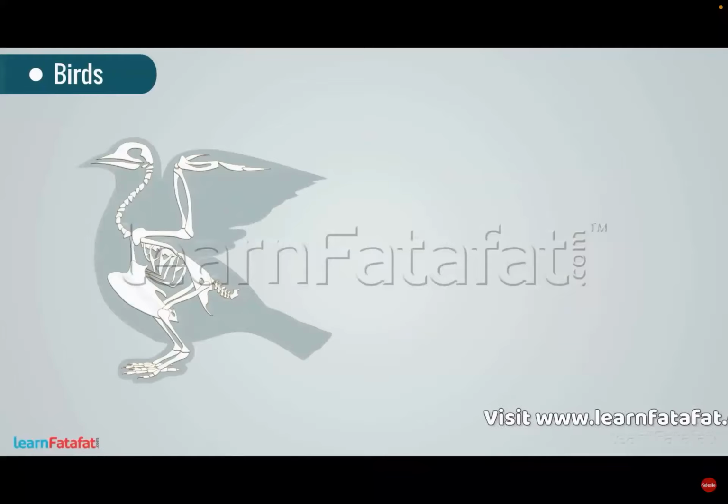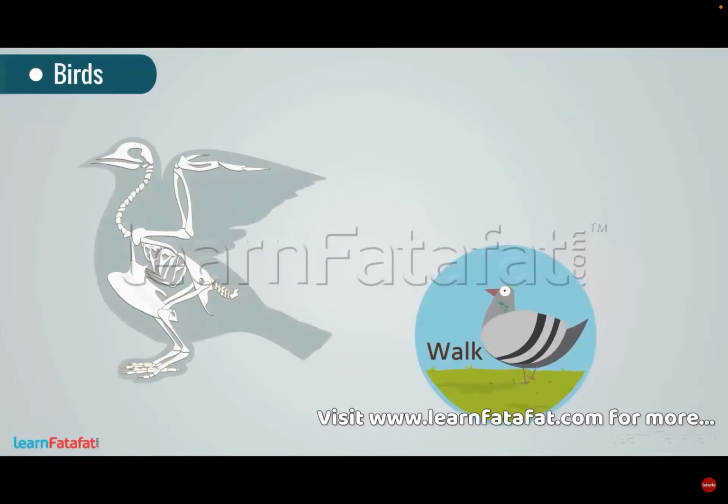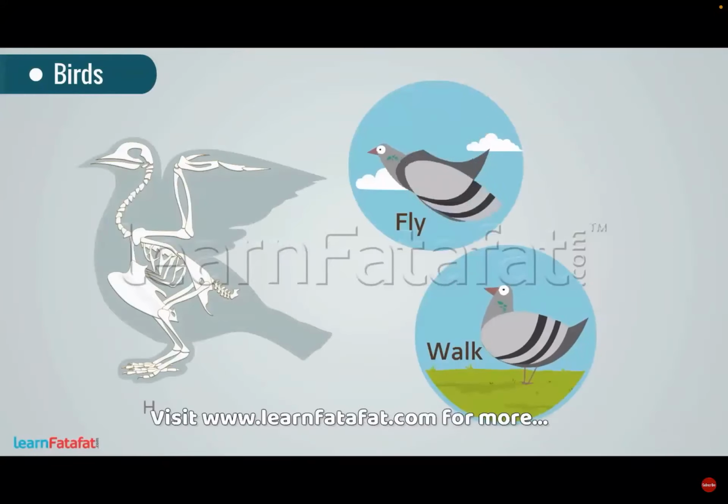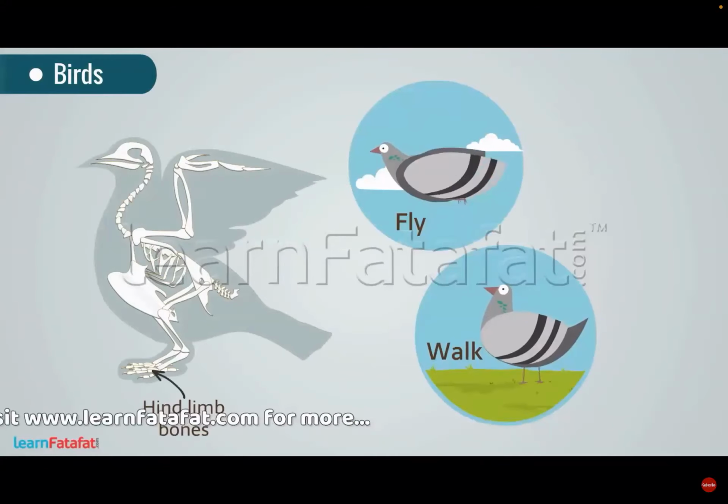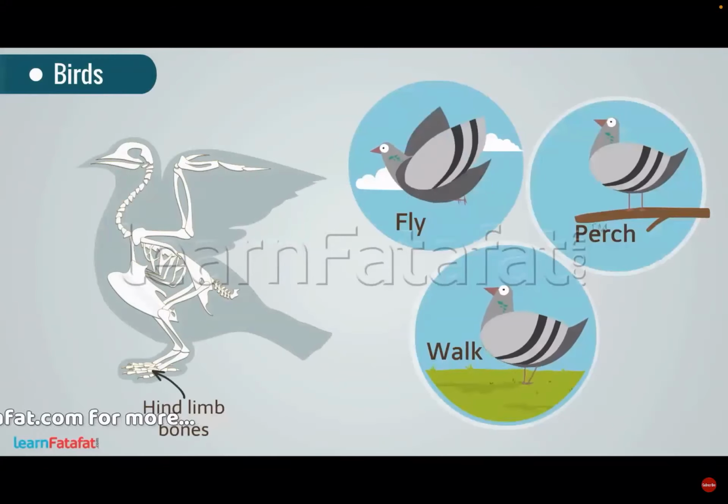Birds have the ability to walk on the ground and fly in the air. Hind limb bones help the bird to walk and perch. Their body is adapted for flying.